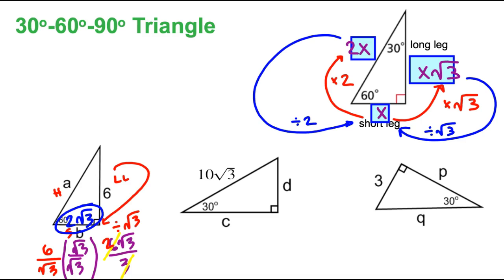Okay. Now to go from the short leg to the hypotenuse, not a big deal. We just times it by 2. So 2 root 3 times 2 is 4 root 3. You got it. So there we go. There's our 3 values.